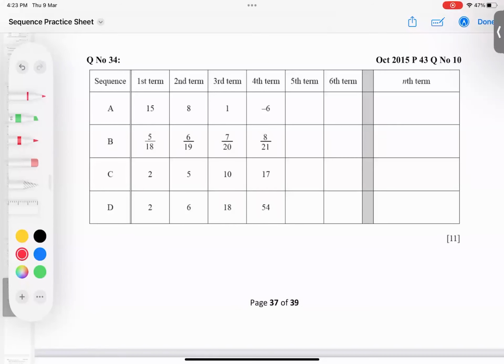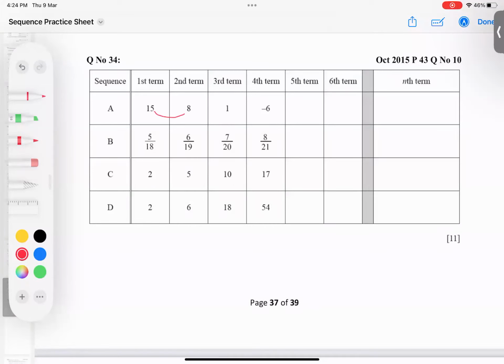Bismillahirrahmanirrahim. This is a question from October 2015, variant 43, and the question number is 10. We have 4 sequences given, an 11-mark question. What you will do, there are 2 ways. Either you get the sequence first and then... okay, I think we can do both.